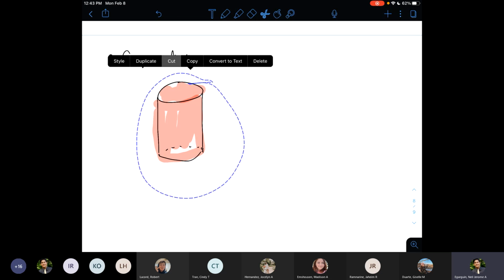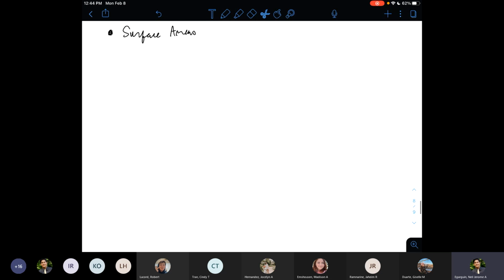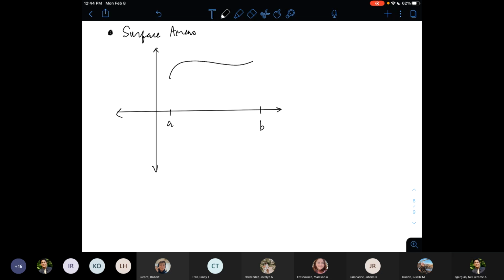So, okay, let me cut this. Right. So the idea here is instead of a region, we will be revolving just an arc over an axis of revolution. So if you have, say, this arc from A to B, and then say we revolve it around some axis here. So say this is our AOR.